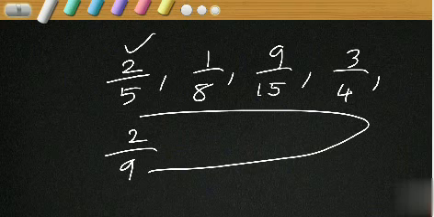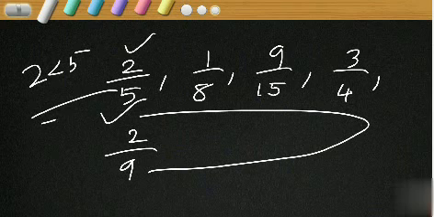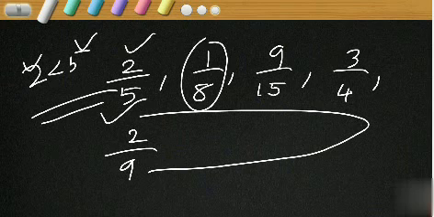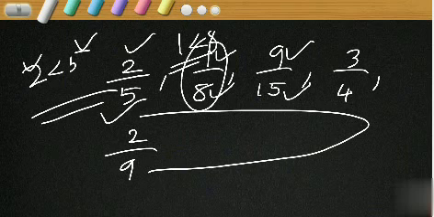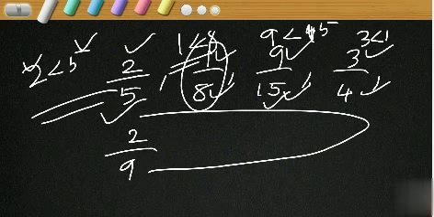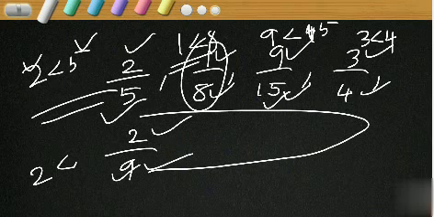Let me ask. Here, 2 is the numerator and 5 is the denominator. Which is smaller? Yes, the numerator is smaller than the denominator. In 1 by 8, the numerator 1 is less than the denominator 8. In 9 by 15, 9 is less than 15. In 3 by 4, the numerator 3 is less than the denominator 4. In 2 by 9, 2 is less than 9.